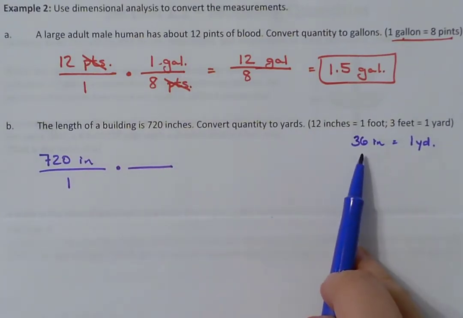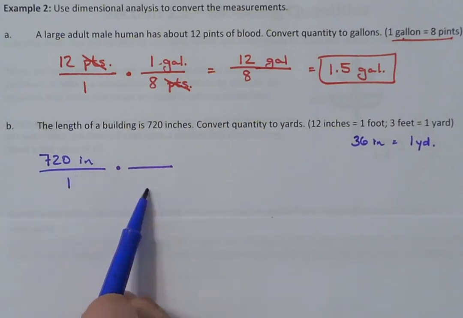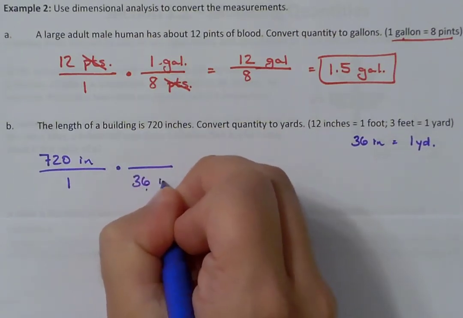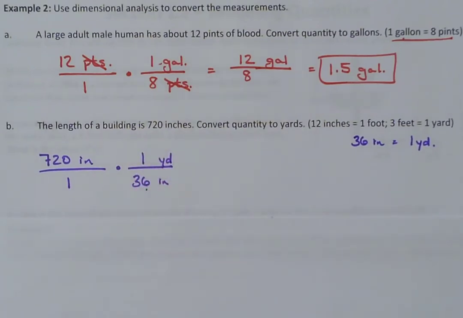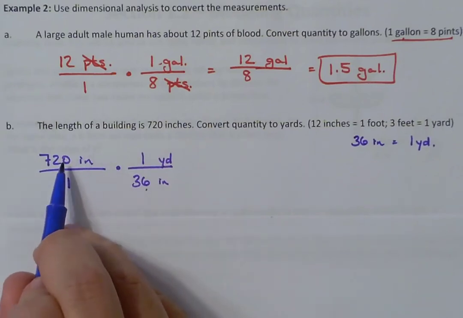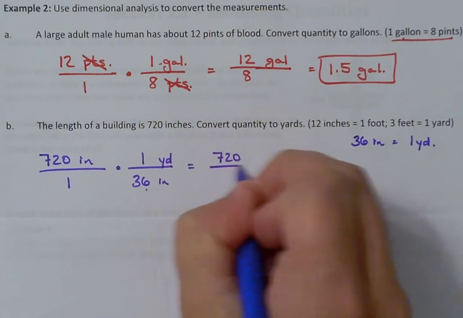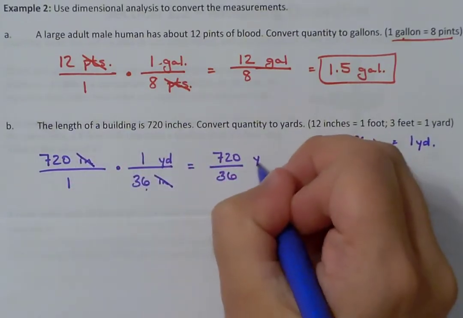Now, I know there's 36 inches in every yard. Because I have inches on top here, it means I need to have inches on the bottom in the second fraction. So that's going to be 36 inches, and then 1 yard. So I now have 720 over 1 times 1 over 36. Again, multiply top to top, bottom to bottom. So that's going to be 720 over 36. And then because I have inches on top and on bottom, we cancel those out, and we're left with yards.